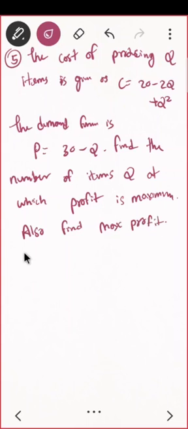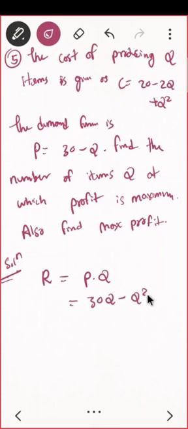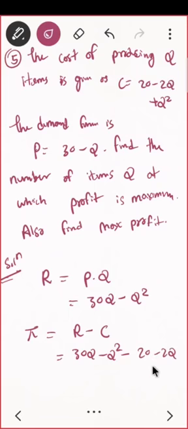Okay, can somebody help me with this? First of all, you need to find the profit function, correct? And you know what the profit function is. पहले तो revenue find out करना पड़ेगा. What is revenue? That is P into D or P into Q here. P into Q. So ये क्या आएगा? That will be 30Q minus Q square, correct? Revenue function हो गया, तो what is profit function? That is revenue minus cost.